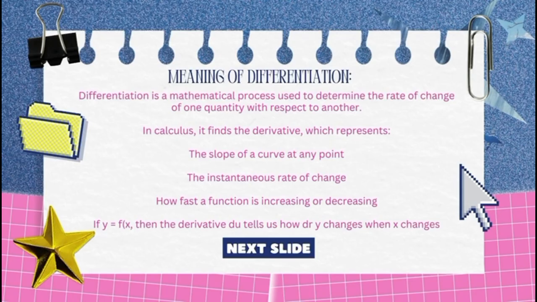Another way to think about it, differentiation tells us the slope of a curve at a specific point. If the slope is positive, the graph is increasing. If it's negative, the graph is decreasing. So it's not just numbers. Differentiation actually describes behavior, movement and change.